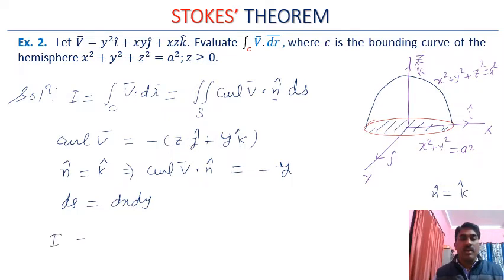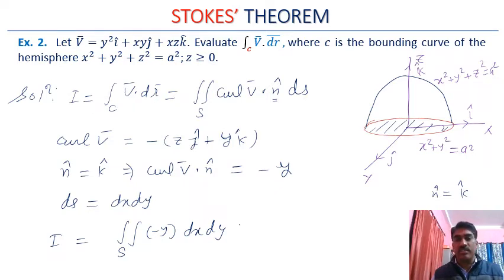So our I becomes this surface integral, and curl v dot n is minus y, so you can write minus y dx dy. You can see that the limits of dx dy, meaning the limits of the variables x and y, can be taken from this circle. So it is very easy, just write here S, and then we will take this in polar coordinates.